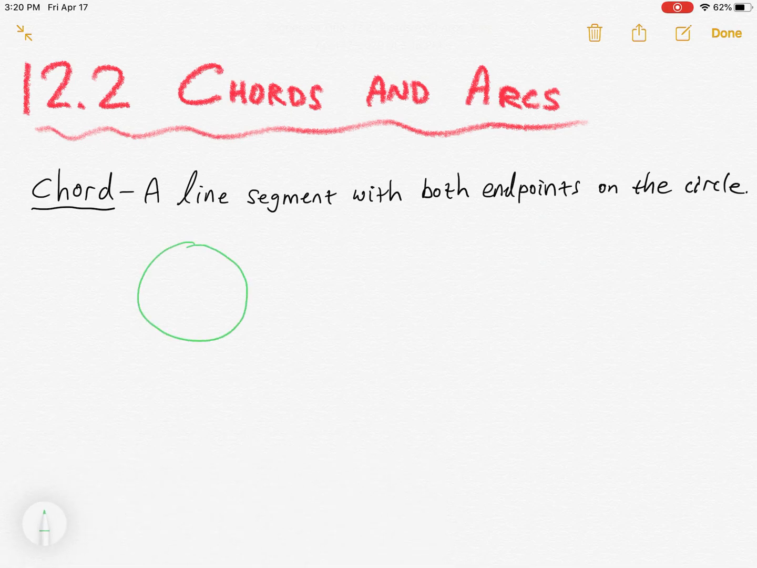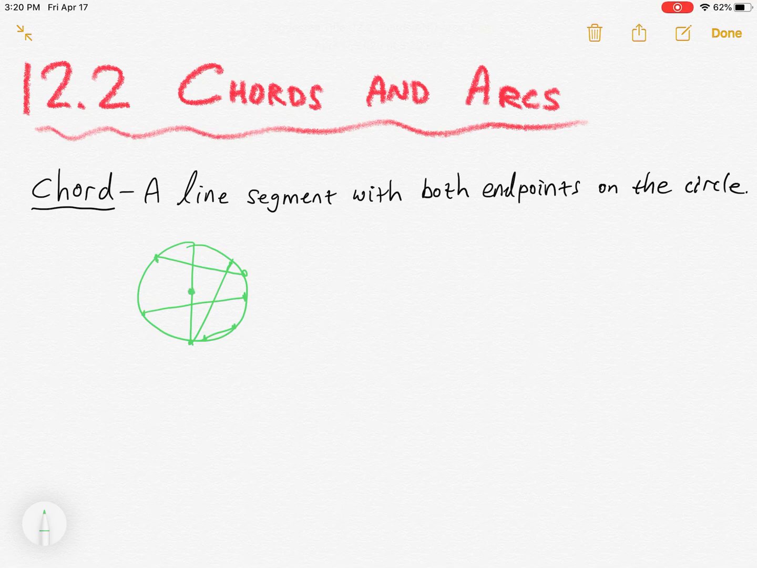A chord is a line segment with both endpoints on the circle. Here's what I mean. So you have a circle. Draw any line segment where both endpoints are on the circle. That would be a chord. That's a chord. So there's an infinite number of them.